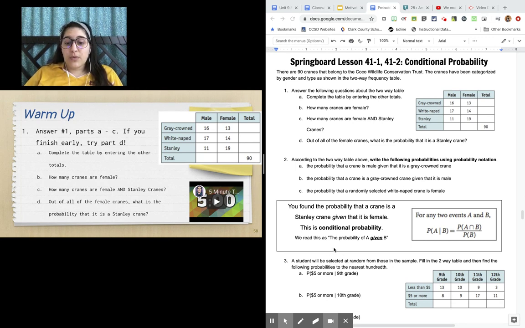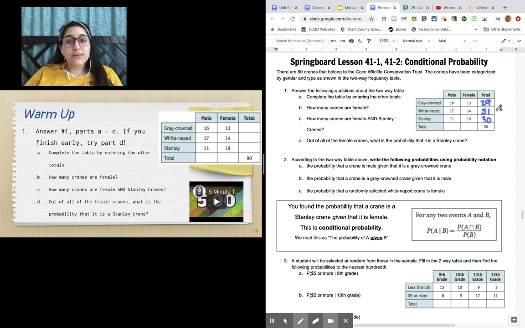If you remember back to the video with Miss L, in order to figure out probabilities in a two-way table, you have to know what the totals are in all of the categories first. So I'm going to fill that in first. To find a total here for the gray crown, you have to add across. So 16 plus 13 is 29. For white-naped, I again add across. This is 31. And for the Stanley cranes, it's 11 plus 19, which is 30.